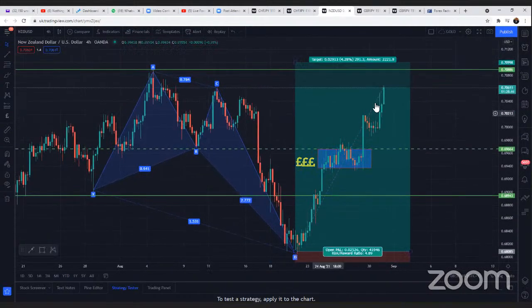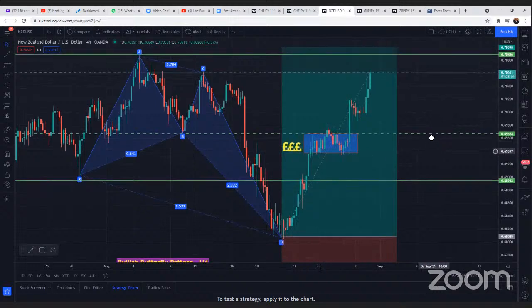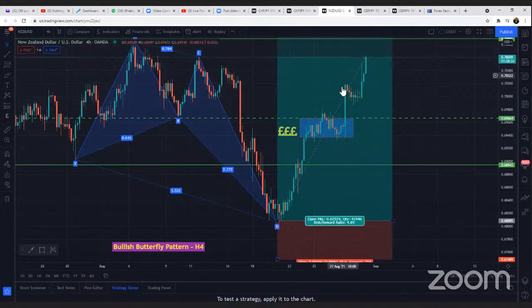It's just for us to know that this is our final TP going with the harmonic pattern. So you can see again, I drew this box here. If you've been following me for some time, you know what that means. It basically means consolidation. I'm waiting for price to break either above it or below it before I continue the trade.